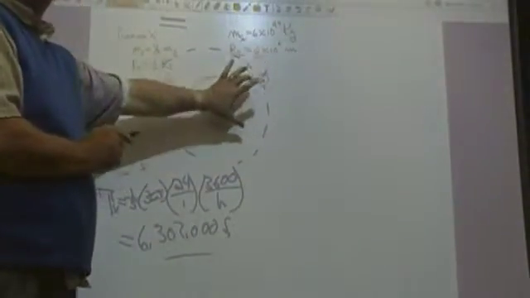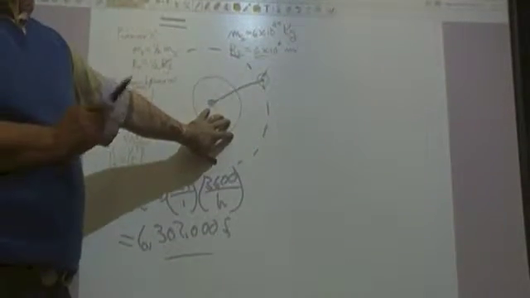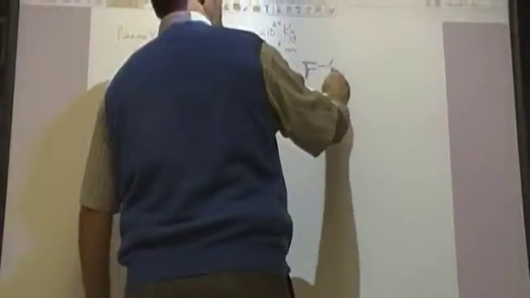It's definitely moving. Geosync orbit just means it has the same period as the planet. Agreed? It's the only way it stays up there. Looks like it's staying there, but it's moving with it. So immediately we go to Newton number 2.